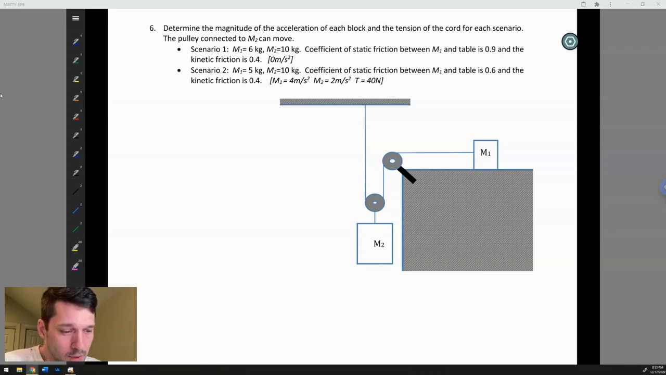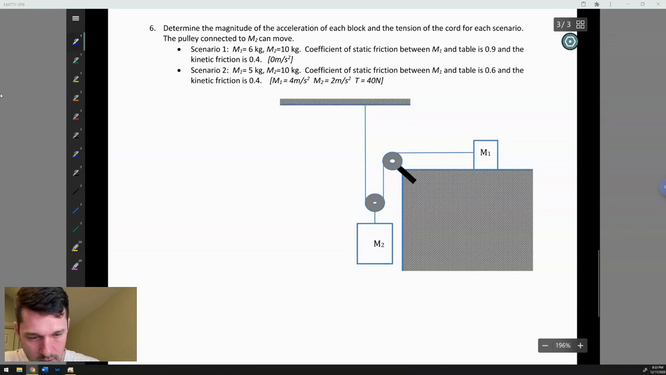Problem set 2.9, number 6. Determine the magnitude of the acceleration of each block and the tension of the cord for each scenario. The pulley connected to M2 can move. So M2 is connected to this pulley. Assuming M1 moves this way, then this cord will go that direction, lengthening this space. So M2 can move.